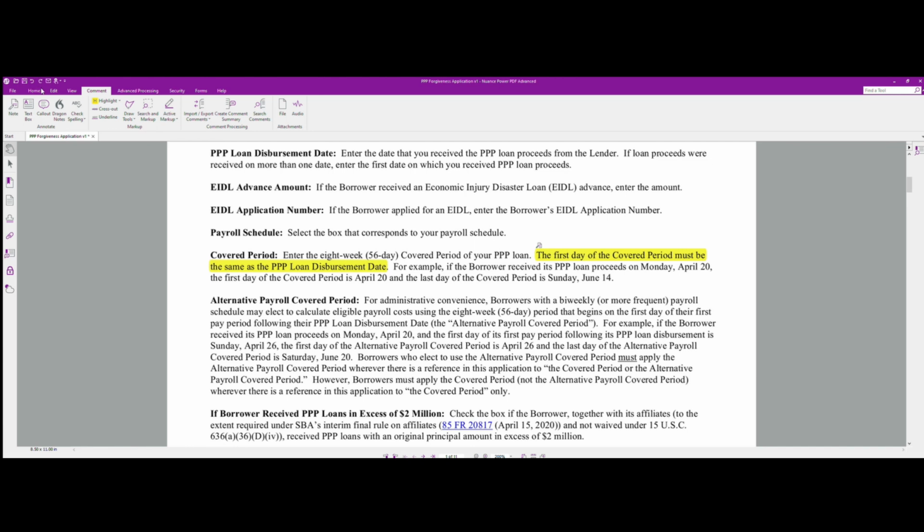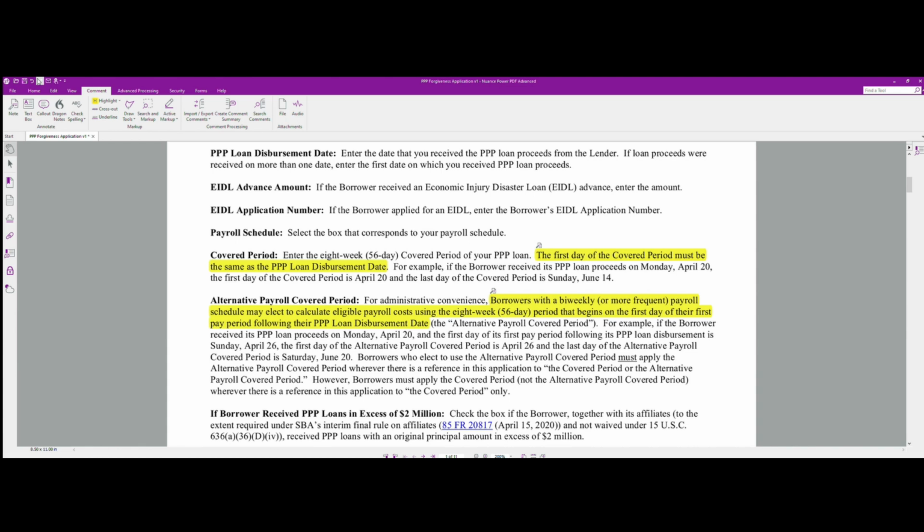Something new on this application that's important is this concept of the alternative payroll covered period. This is an alternate period to the 8 weeks starting from when you receive your PPP loan. Here it states that borrowers with a biweekly payroll or more frequent may elect to begin their 8-week period on a different date than when the PPP loan was dispersed.